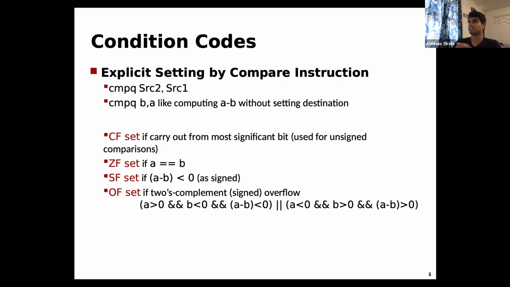So let's say your A and B are both 5, it'll do 5 minus 5, you'll get 0, and then the zero flag will be set. So basically if A and B are the same thing, the zero flag gets set. And so when you use CMPQ, it doesn't actually store the value anywhere. You're deliberately setting flags that you could check later.